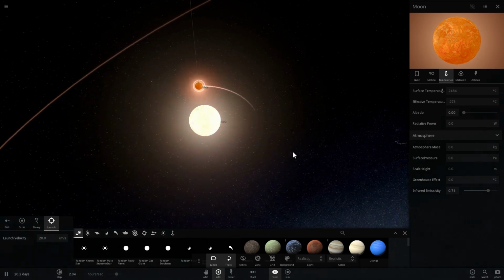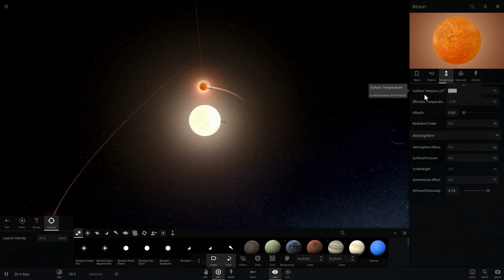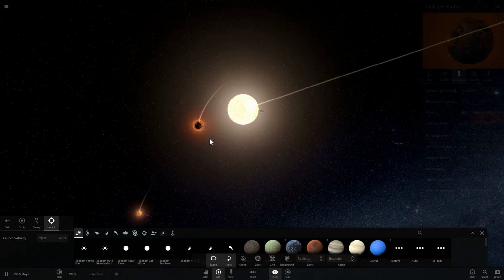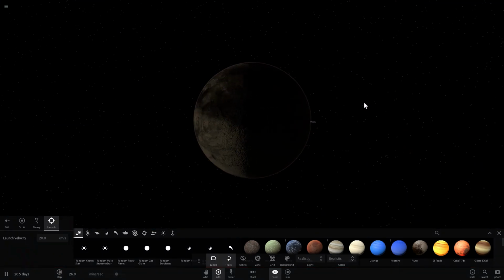But unfortunately, it's taking them way too long to cool down, so I'm going to cheat a little bit, and lower their temperature manually. So we're going to change this to 0 first, and let's zoom into it and see what happens to our moon. So this is what happened to it as it cooled down.